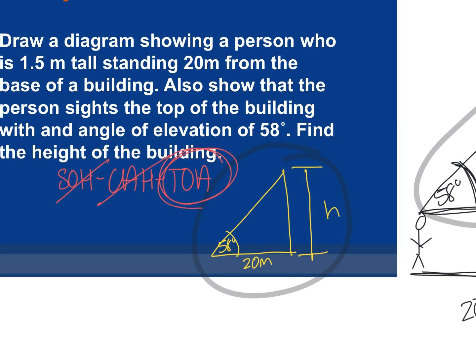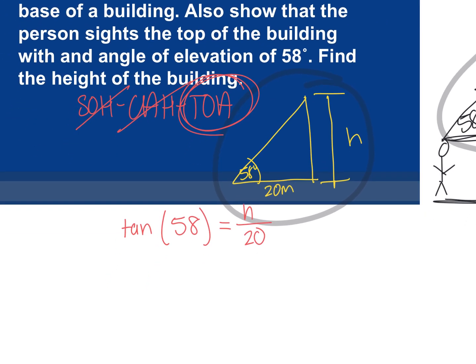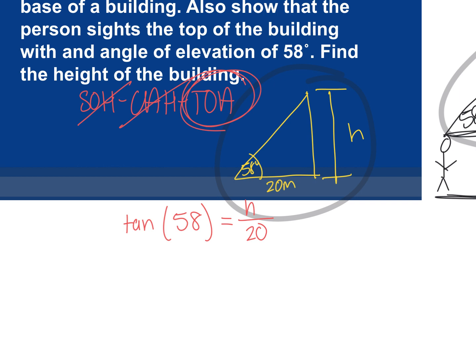So going ahead and plugging in what we have. I am plugging in tan 58 equals opposite over adjacent. How would I solve for H? What do I have to do? Good, multiply 20 to both sides. If you have your calculator, plug it in. 20 times tan 58. Rounding to the nearest whole number, I'm going to have my height equals 32.